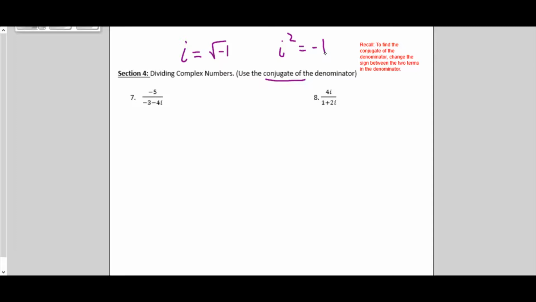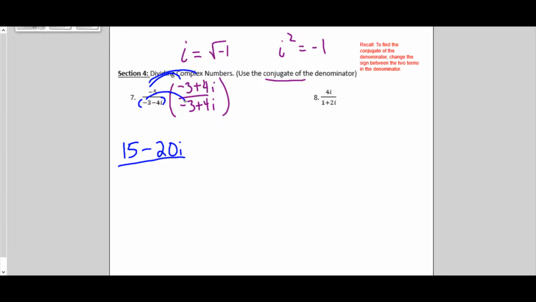In example 7, I have -5 divided by -3 minus 4i. I'm just going to multiply by the conjugate of the denominator divided by itself, just like we did when we worked with square roots. So the conjugate of the denominator would be -3 plus 4i divided by -3 plus 4i. Then I'm just going to multiply this out. So -5 times -3 is +15. -5 times 4i is -20i. Divided by, and then in the bottom, I'm going to basically FOIL.